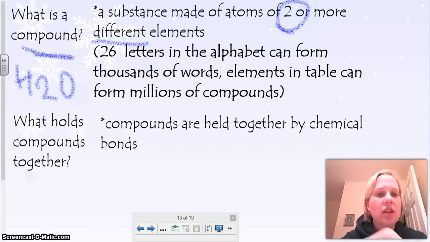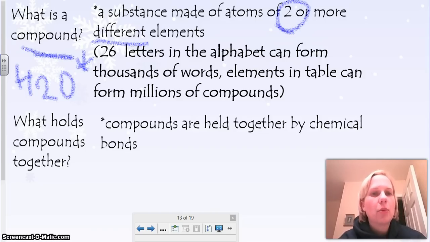Kind of think of this little example right here. There are 26 letters in the alphabet, but we definitely have more than 26 words in our language. You just need to change letters around. Sometimes we have to double a letter, and it makes a slightly different meaning. That's the same for the elements. We have 92 naturally occurring elements, about 118 on the table right now. But there's more than 118 things on the planet. We just have to put them in different arrangements, and that's what makes different stuff.